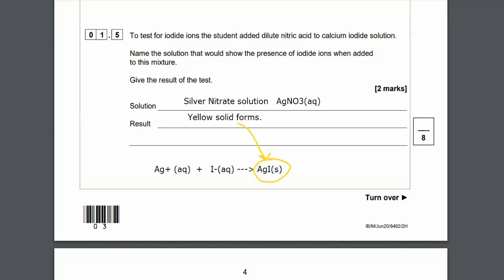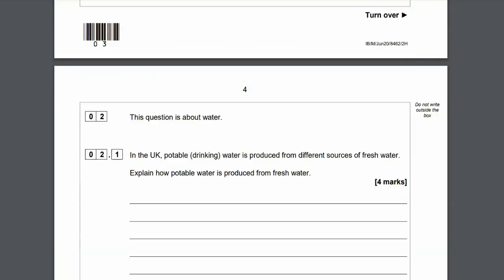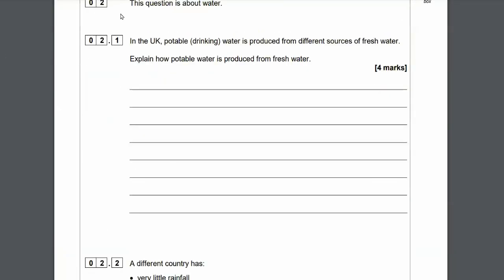Okay, let's move on. And that's the end of the first question. Let's get into the second one. This question is about water.